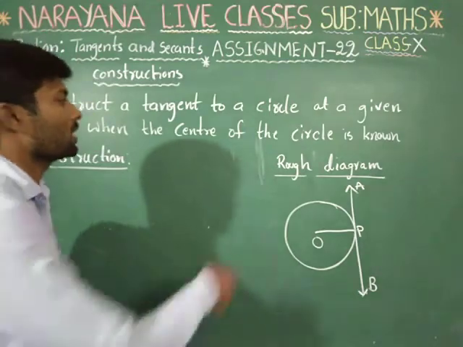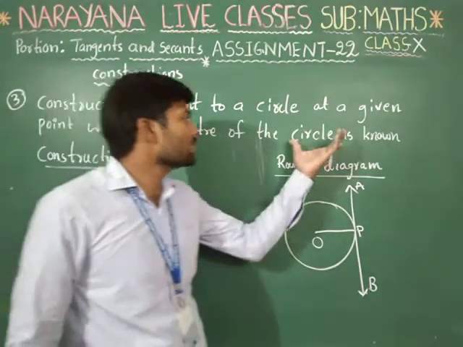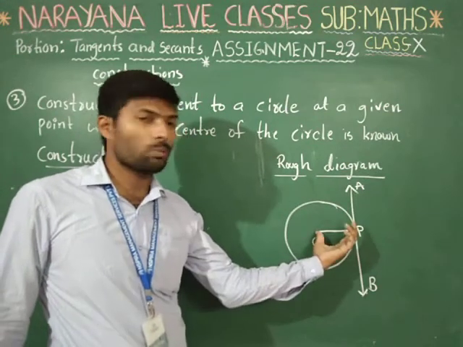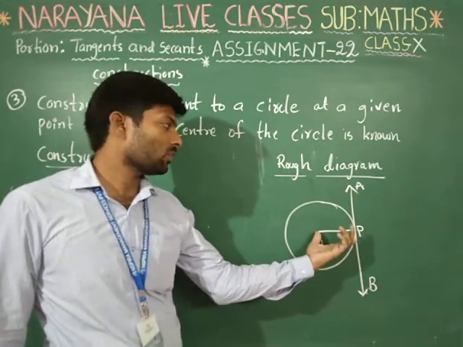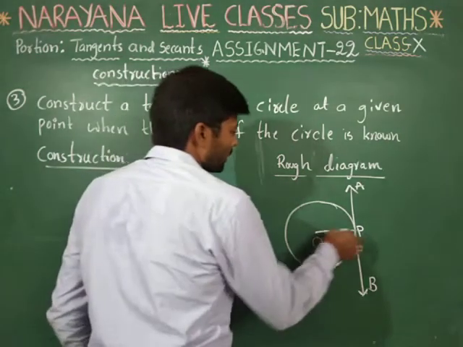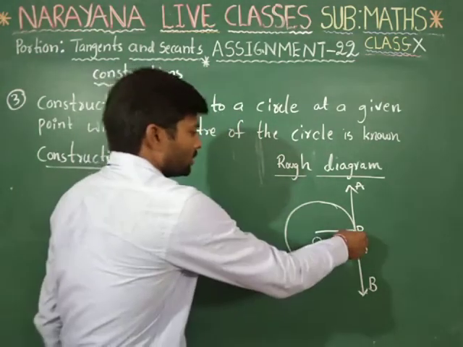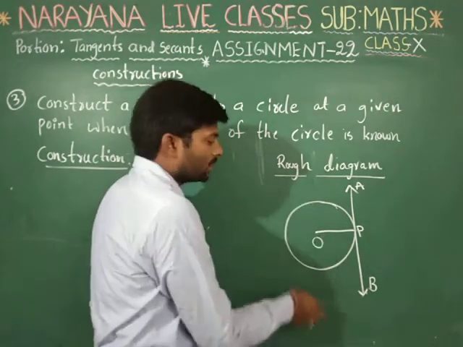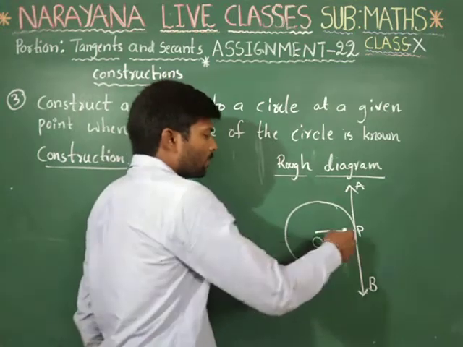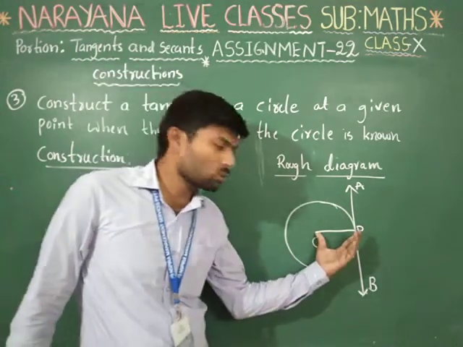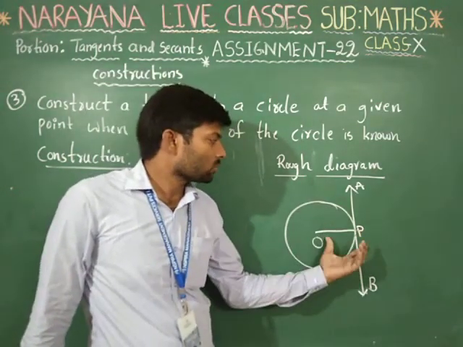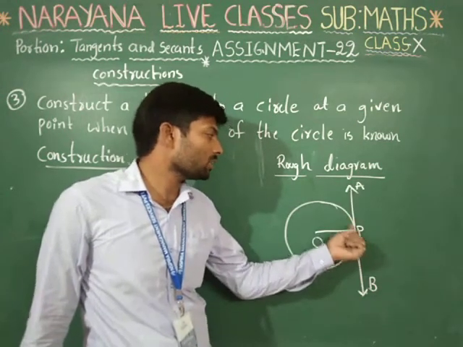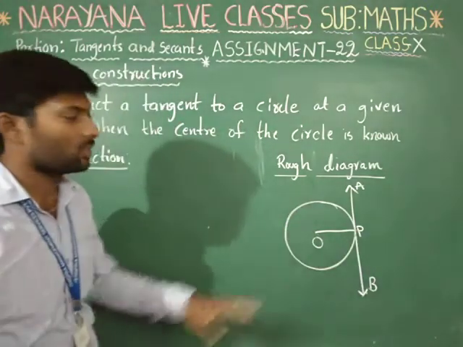For example, this is a rough diagram. It is mentioned that the center of the circle is known, which means let's take a point P and, with radius OP, draw a circle with center O. Take point O as a reference and draw the perpendicular bisector with this OP, so that we can draw a tangent which passes through one point of the given circle.